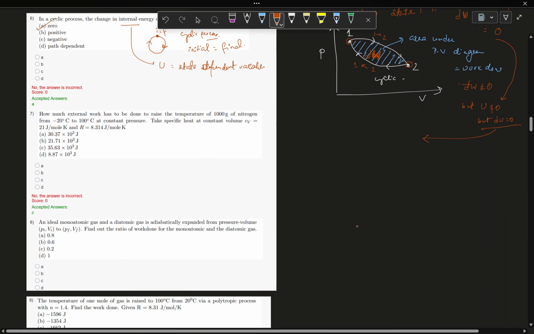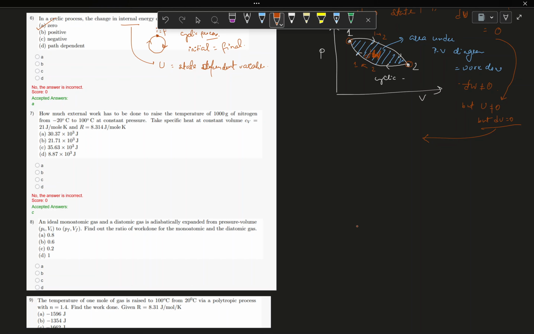Then question number 7 is, how much external work has to be done to raise the temperature of 1000 gram of nitrogen from minus 20 degree centigrade to 100 degree centigrade at constant pressure? Take specific heat at constant volume Cv as 21 joule per mole Kelvin, and R value is also given. So you have to calculate here the work done W. You need to raise the temperature, T1 is given as minus 20 degree centigrade and T2 is 100 degree centigrade, and this is happening at constant pressure.